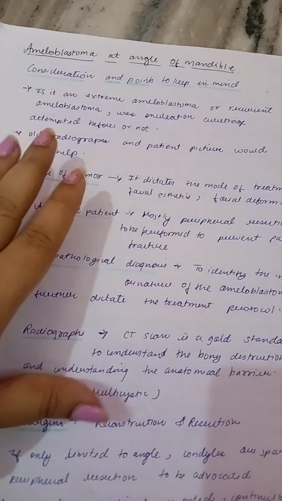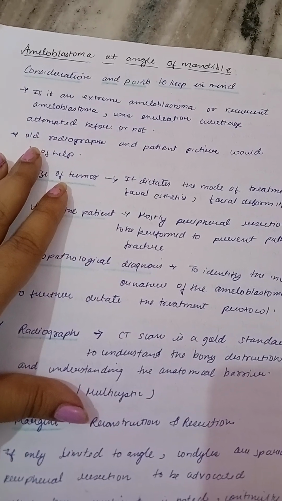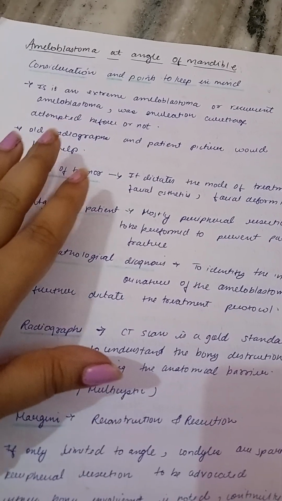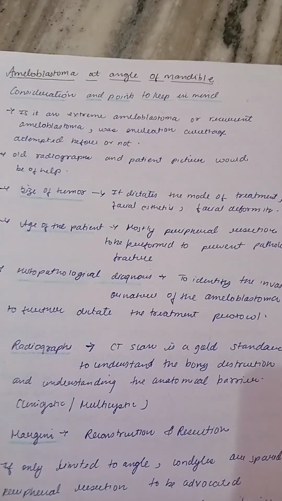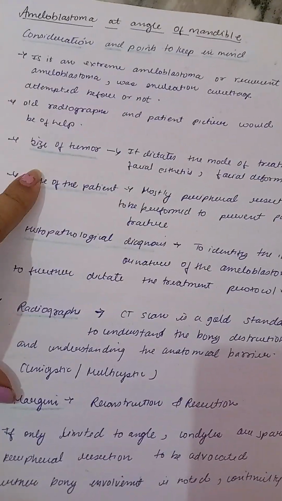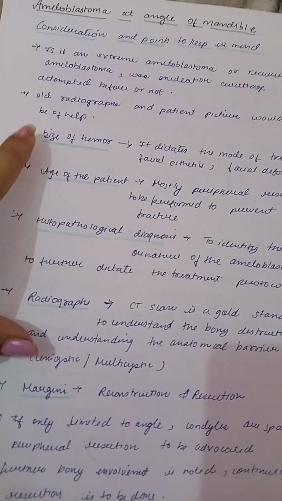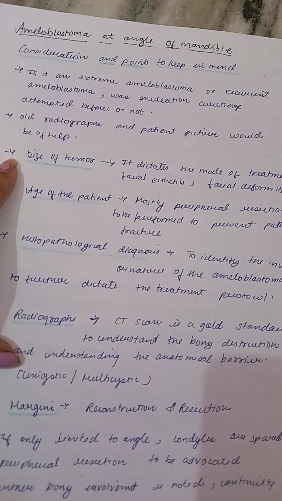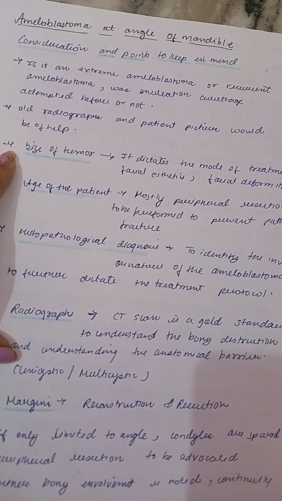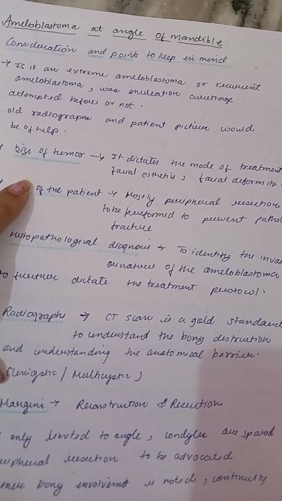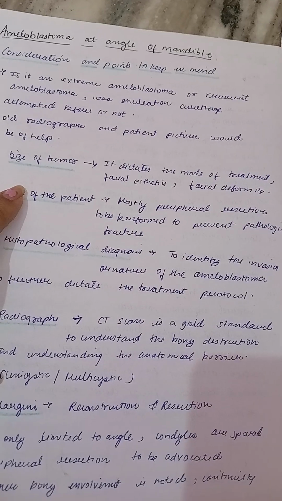Okay, we should check whether it is an extreme or recurrent ameloblastoma, or whether an enucleation and curettage procedure has been attempted or not. Okay, then old radiographs and patient pictures would be of help. Obviously, size of tumor dictates the mode of treatment.